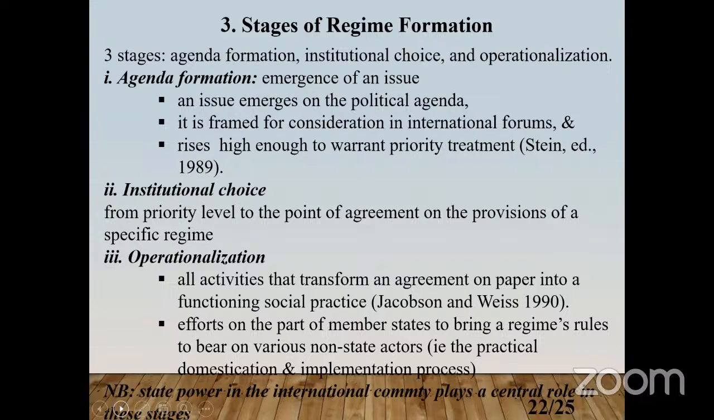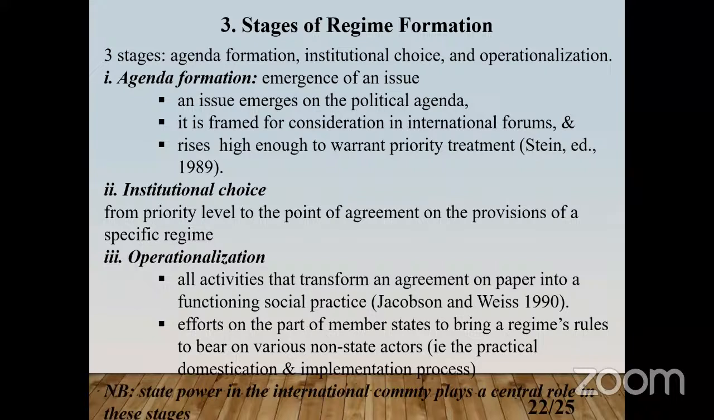Second, we talk about the second stage of regime formation, which we call the institutional choice. Now, this is a movement from priority, after the first stage where an issue gains priority, to the point of agreement on the provisions of the specific regime. So this corresponds to that second level in the previous slide. An issue emerges, reaches priority level. People are convinced it needs to be addressed. And then it moves on from that priority level to the point at which we have agreement on how the provisions of that specific regime will look. So here we are again talking about the linguistic structure of that regime.